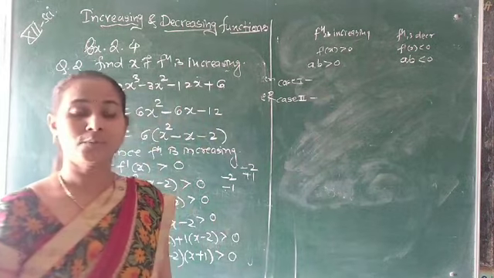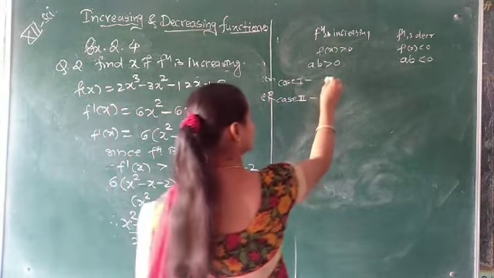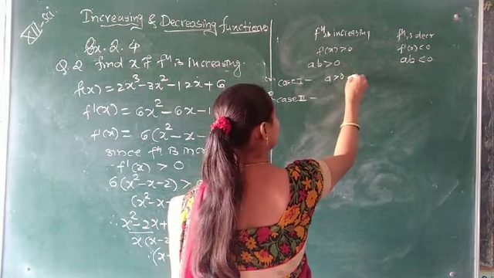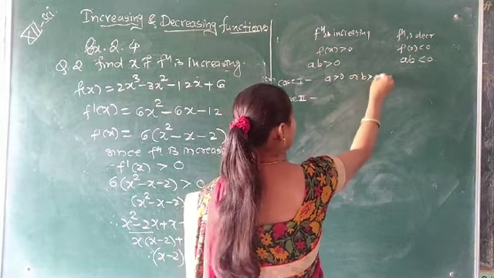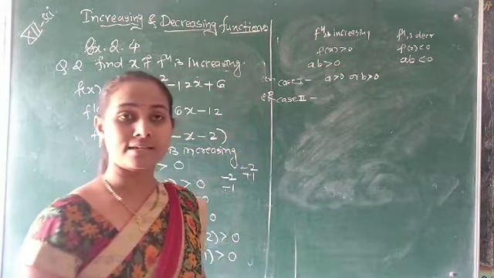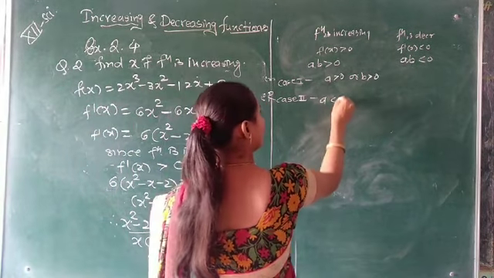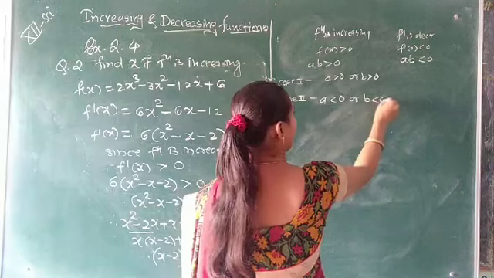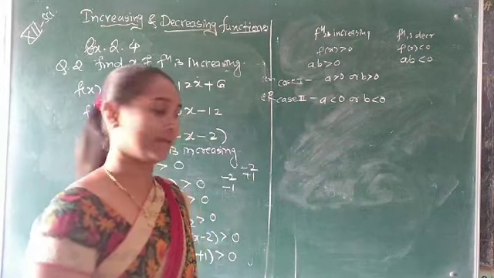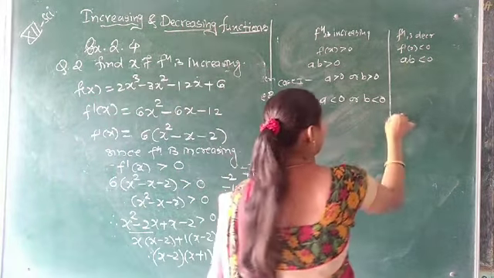So if the product of two factors is positive, then case first is a greater than 0 and b greater than 0. If it is increasing, then both are greater than 0, and both are less than 0. Both are positive, both are negative, and this is very important.